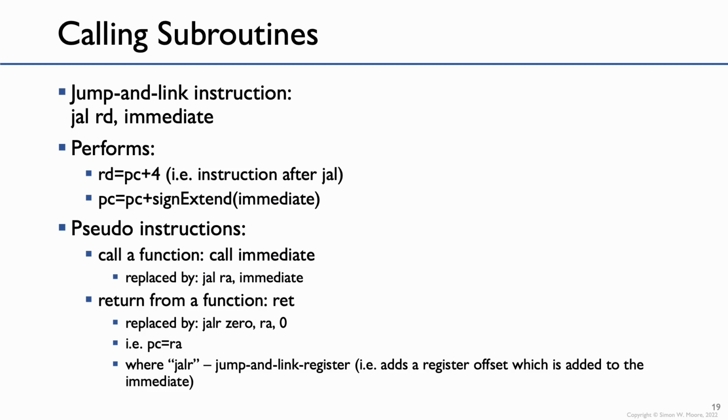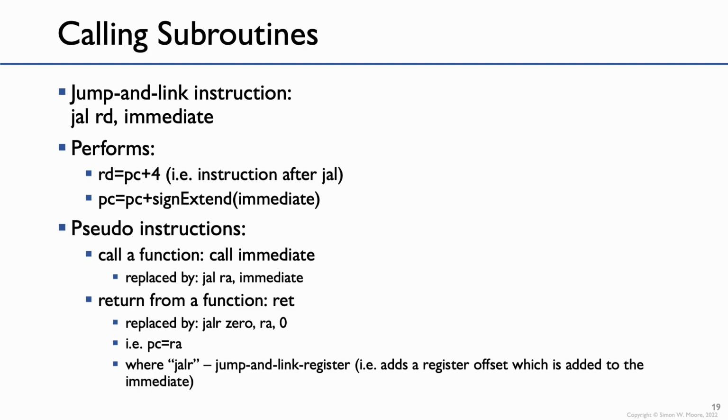Now let's look at calling subroutines. The standard way we do a subroutine call is what's called a jump and link instruction. That's called JAL. We've got a destination register, RD, and we have an immediate, which is actually a slightly larger immediate than the I-type instructions.